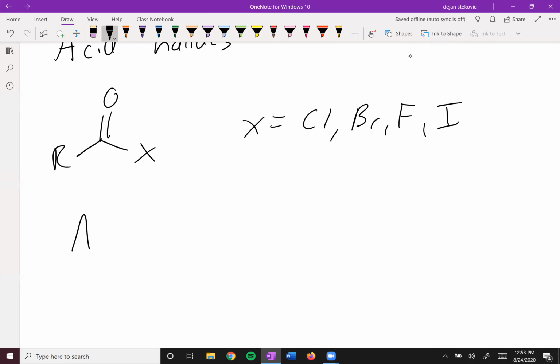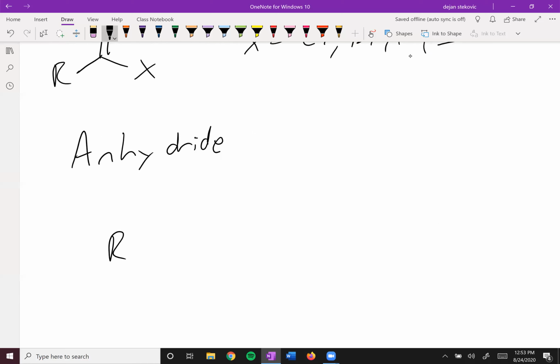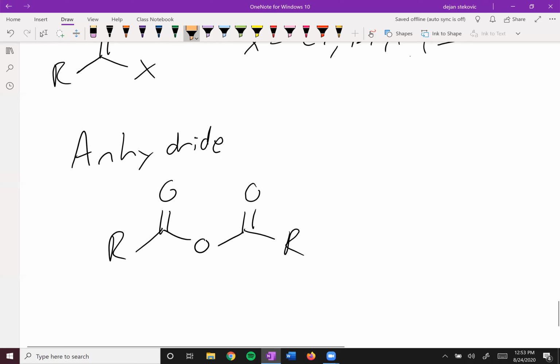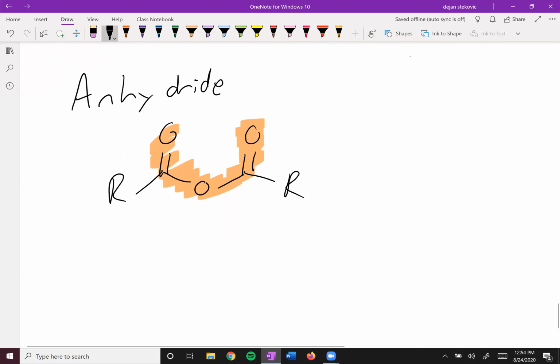And then finally, we have what's known as an anhydride. And in this anhydride, we have a carbon-oxygen double bond, and then another oxygen, and then another carbon-oxygen double bond, right? So this whole thing here is the anhydride. And we'll see later on why it's called an anhydride. It's made by basically getting rid of a water and fusing two compounds together.